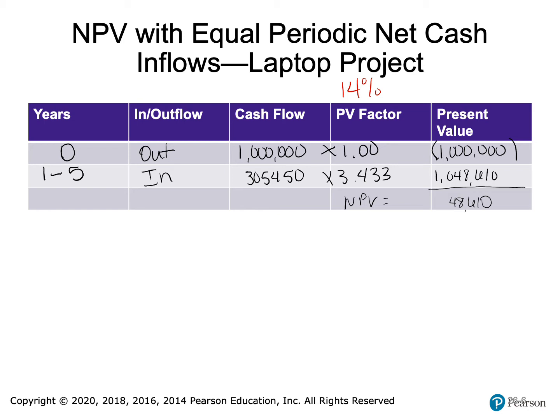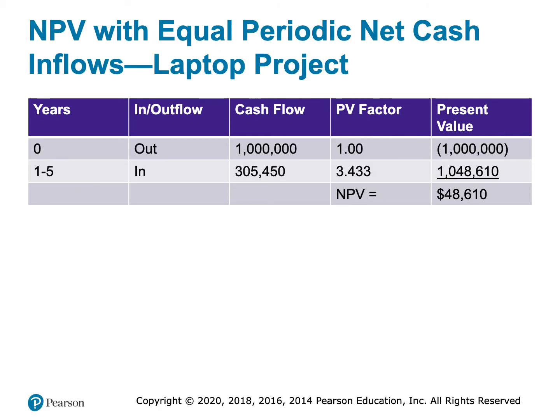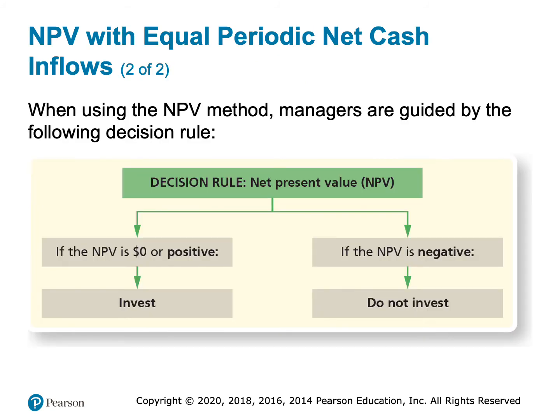So you have a decision you have to make. You're going to be asked whether to accept or reject this project. In this case, we would want to accept, and our reason why is NPV is positive. The project is going to return the minimum of 14% plus it's going to return 48,610 on top of that 14%. So our decision rule is that if NPV is 0 or positive, we want to invest in the project. We want to accept, because remember, NPV of 0 is exactly 14%. This means they exactly met management expectations. We're happy. If the NPV is negative, we do not invest.